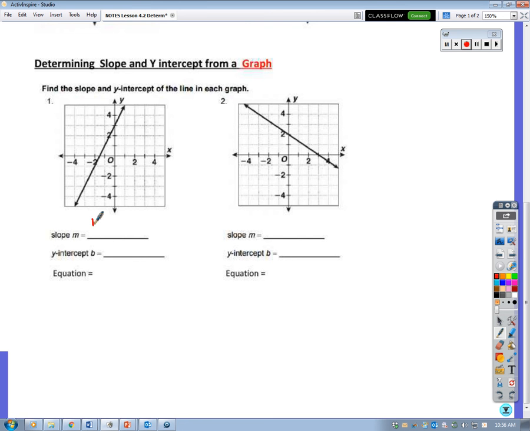So slope is our rise over run. And so we're going to travel along this line here, and we're going to find points where there's a clear intersection with an x and y value.